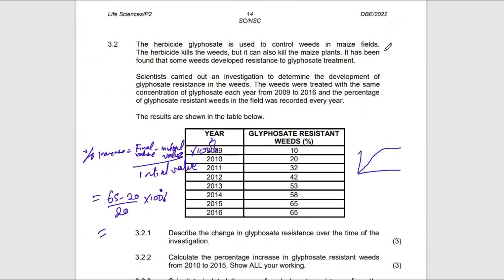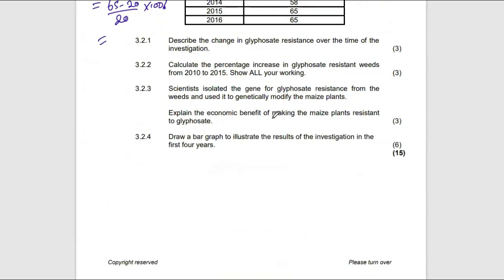So we have to make sure that this glyphosate cannot kill the maize. The reason why they make this maize resistant to the glyphosate is so that when you apply the glyphosate, it cannot kill the maize plant. So that is the idea behind it.